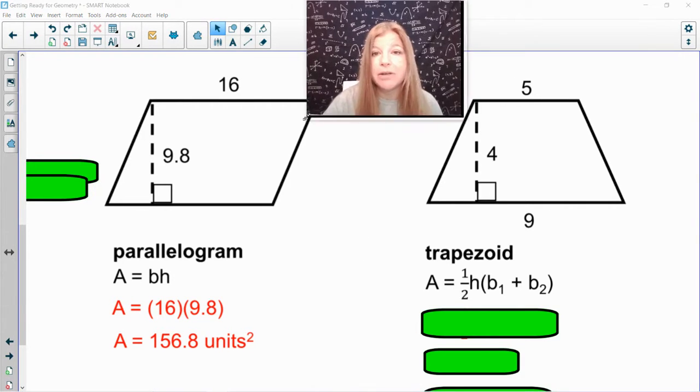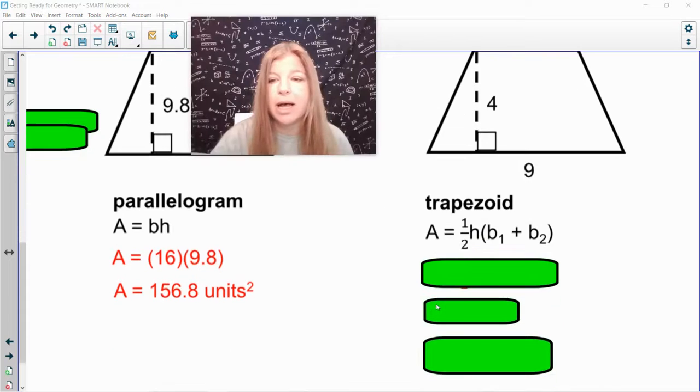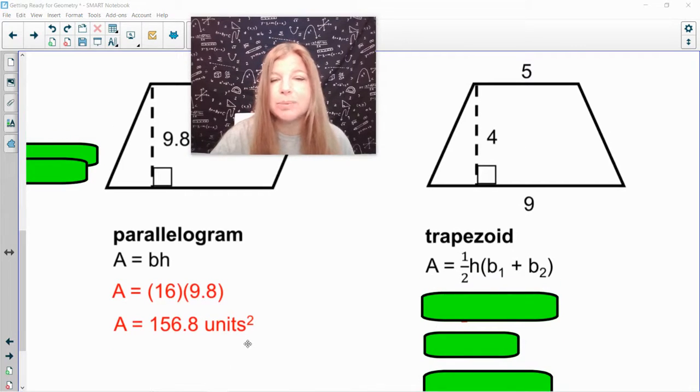Now, the area formula for a trapezoid is a little bit more complex. However, when you start to plug the numbers in, we realize that it's actually pretty easy. So the area formula is 1/2 times the height. If I look at this trapezoid here, I can clearly see the height is 4, times the sum of the bases, b sub 1, b sub 2.